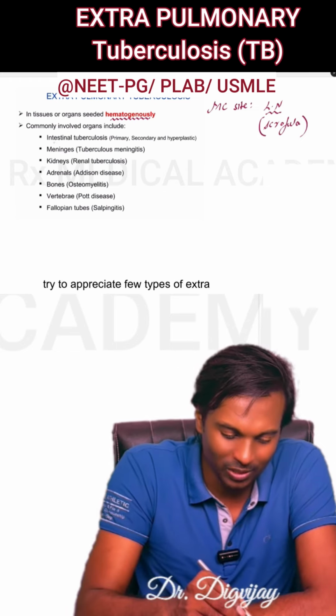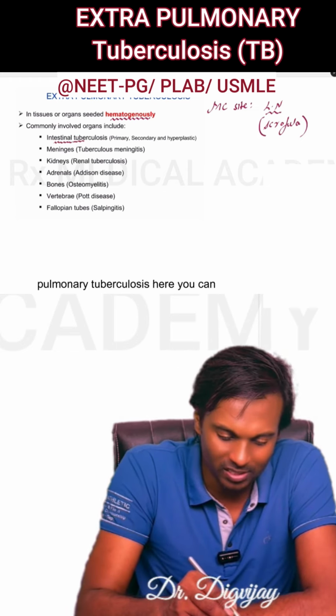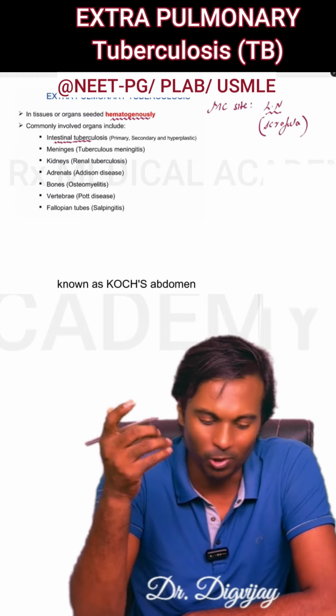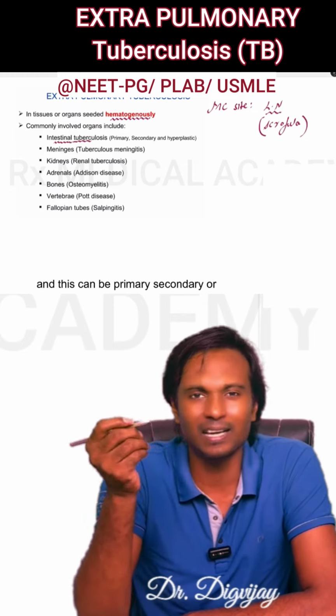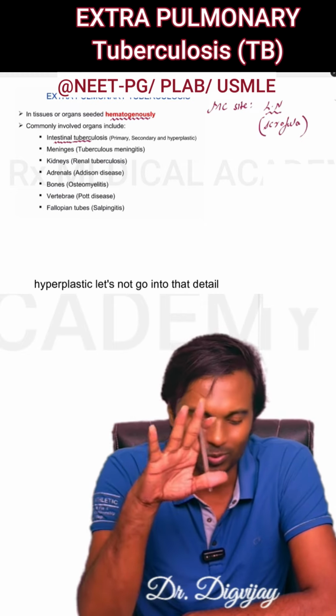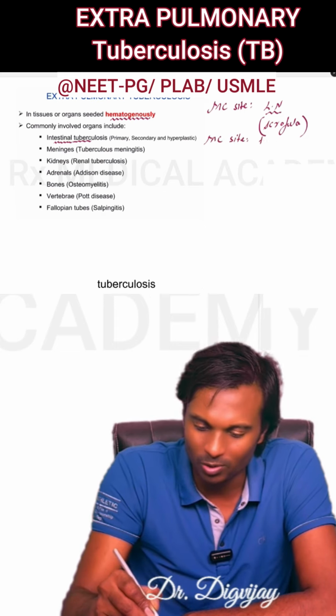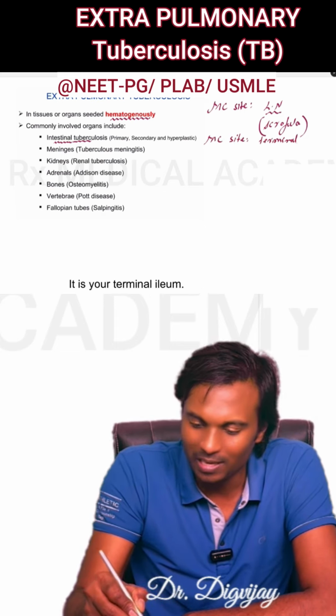Try to appreciate few types of extrapulmonary tuberculosis. Here you can appreciate intestinal tuberculosis, also known as Cox abdomen, and this can be primary, secondary or hyperplastic. Let's not go into that detail. What is most common site of your intestinal tuberculosis? It is your terminal ileum.